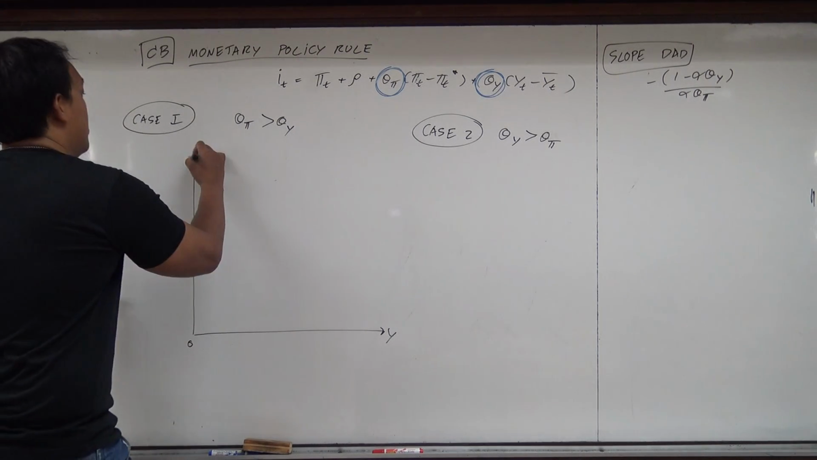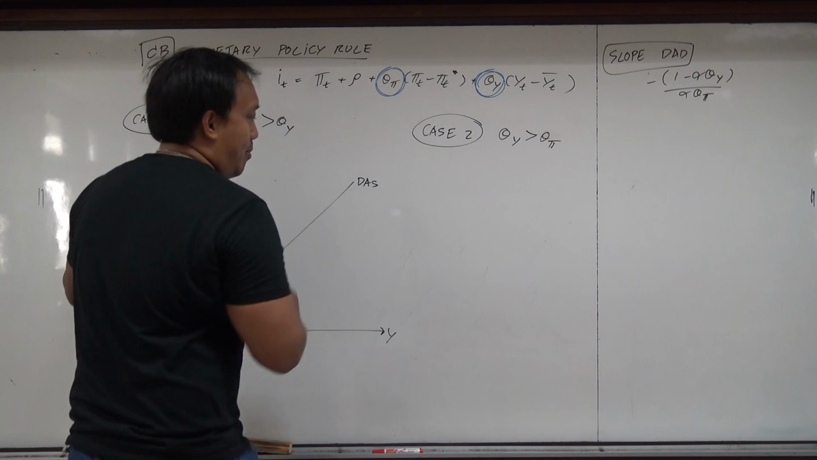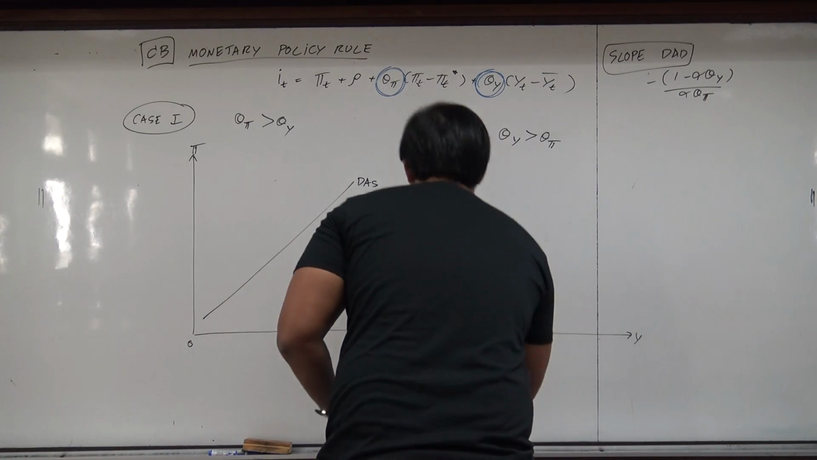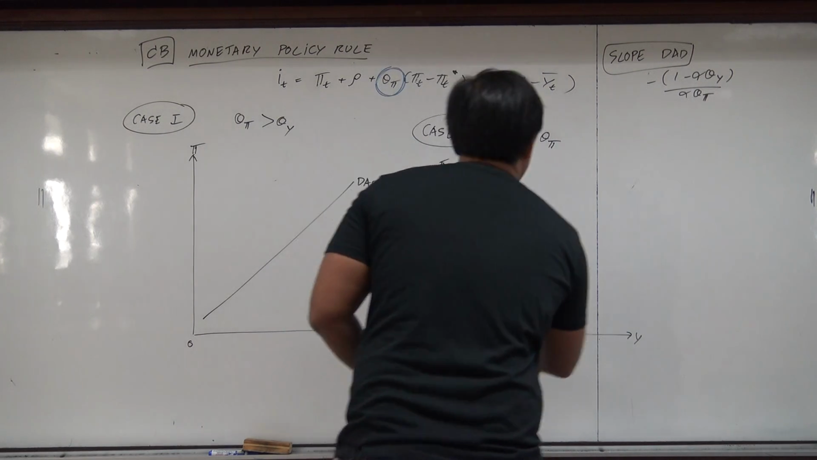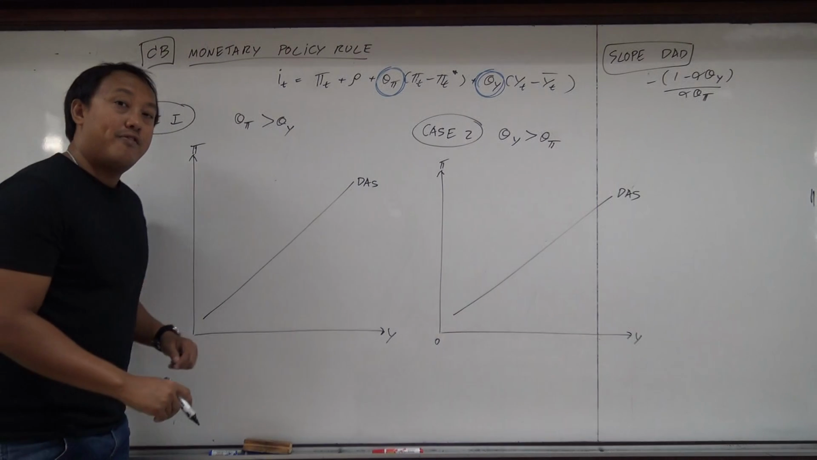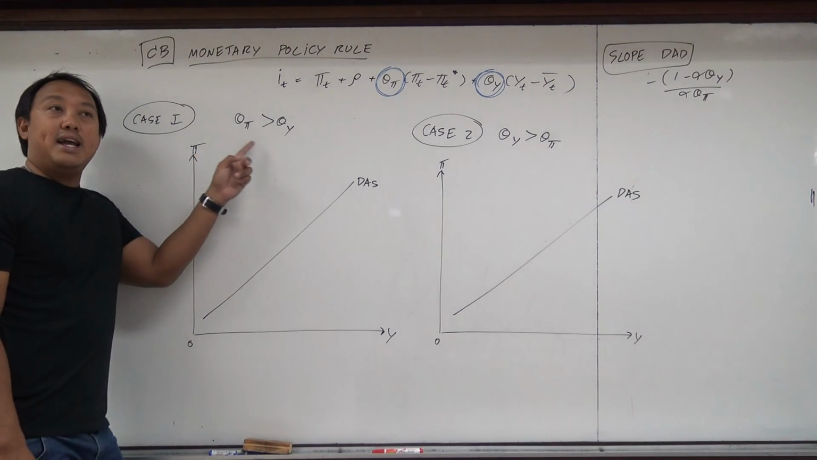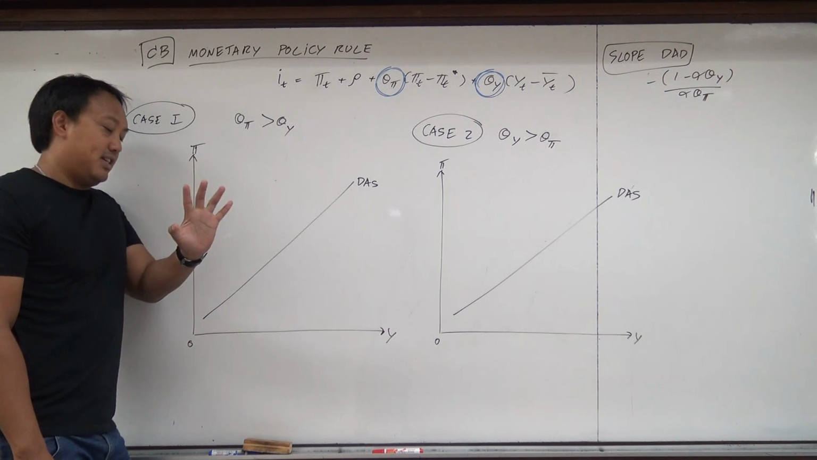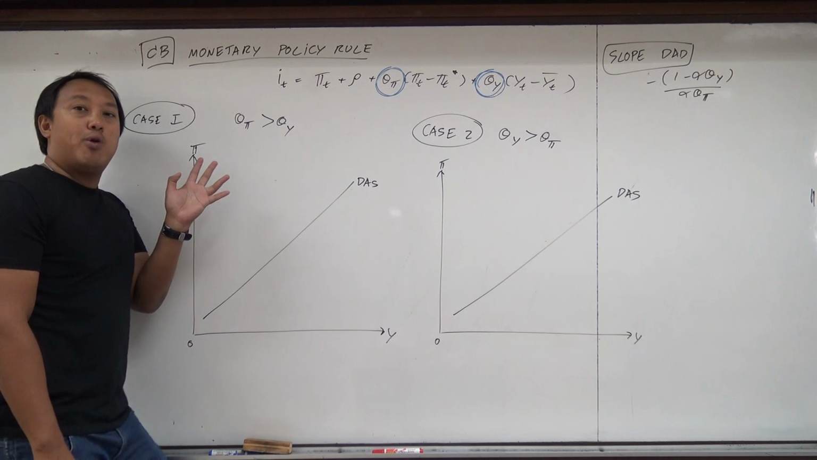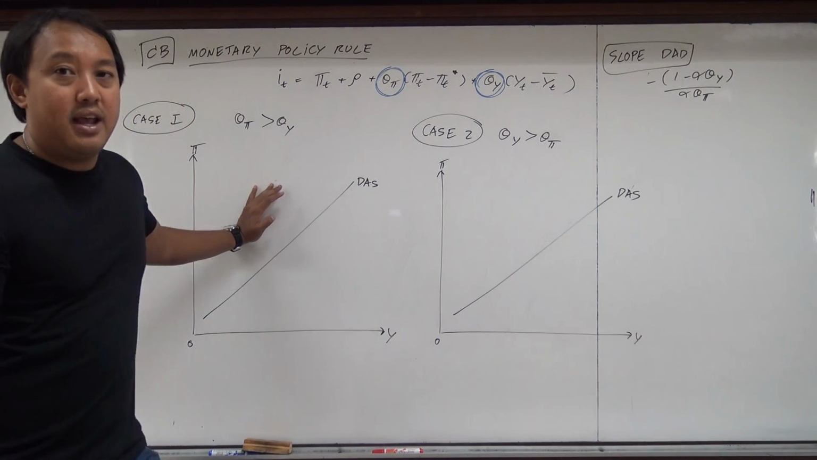Y, O, pi. Okay, DAS is normal. Y, O, pi. DAS is normal, okay? So the first case, theta pi is higher than theta y. It means that the central bank cares about the inflation problem more than the economic slowdown problem. So how is the AD curve going to be?